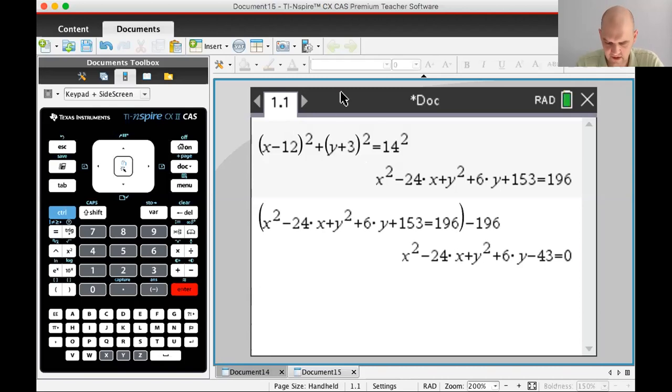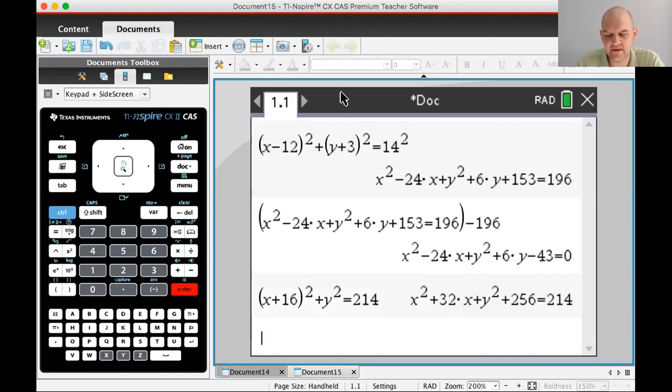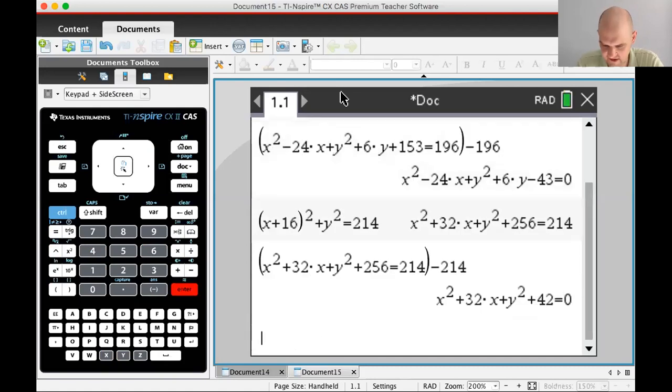So good job, us. Let's see, when we do (x + 16)² + y² = 214, and then again I'm going to subtract 214, and I get this, which is not what we had. Why are you not what we had? 256. It was just supposed to be plus. My bad. Oh yeah, because the bigger number was on the other side. So I just fixed that in the notes.